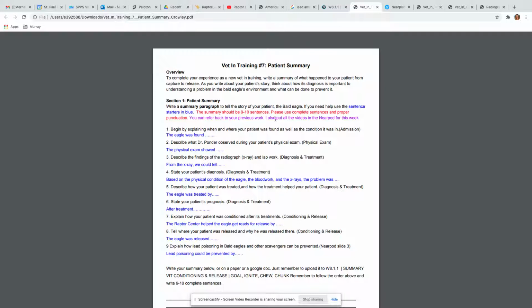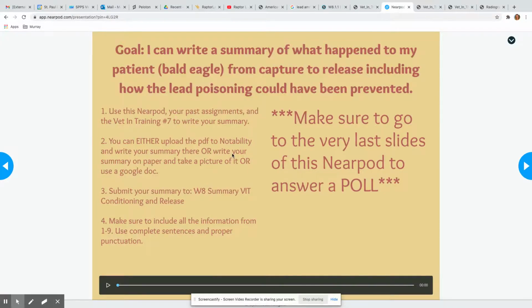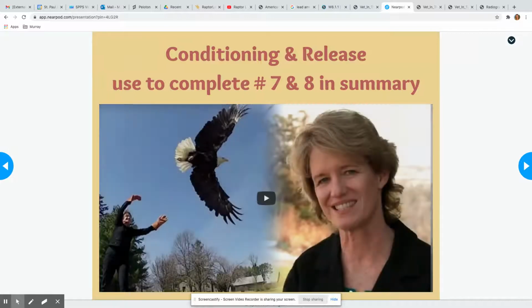This is probably one of the biggest assignments that you've had. If you go to the Nearpod right here, it gives you directions, and it reminds you to go to the very last slides. There's audio right here, so just press on the audio and it's me talking. It gives you the information, and then you're just going to go through it.